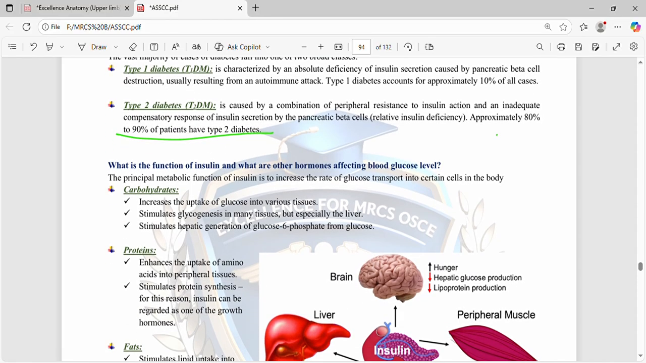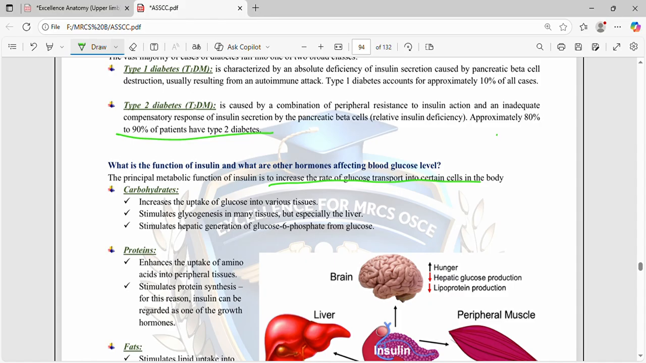So what is the function of insulin, and what are the hormones affecting blood glucose level? The principal metabolic function of insulin is to increase the rate of glucose transport into certain cells of the body. Okay, the principal function of insulin is to push the glucose from the blood into the cells. And they have asked what other hormones affect blood glucose.